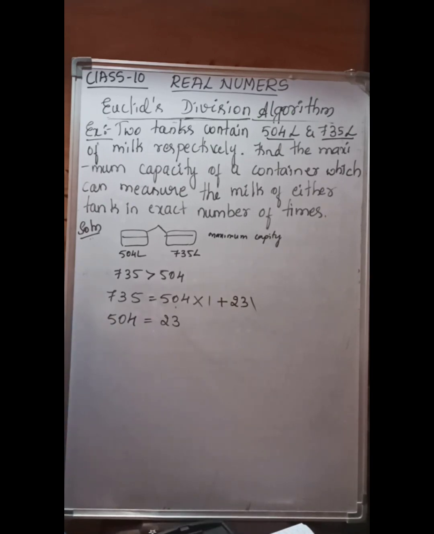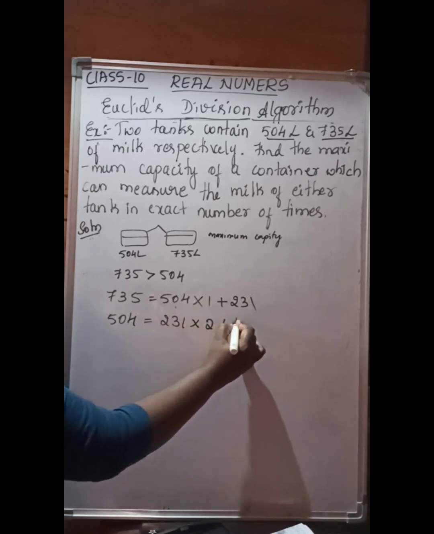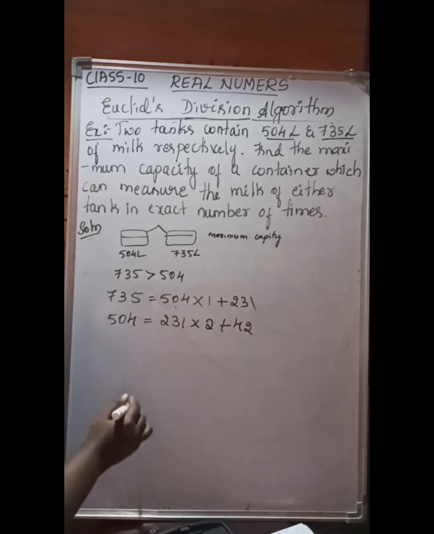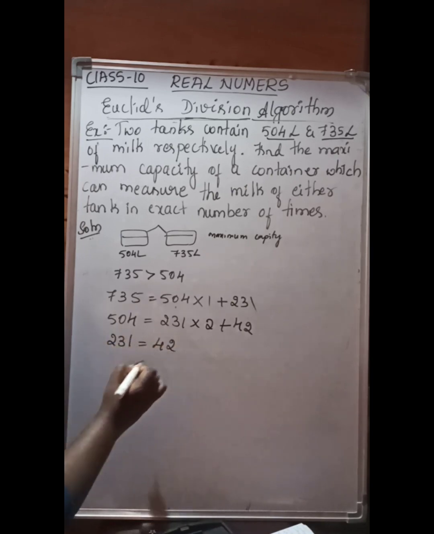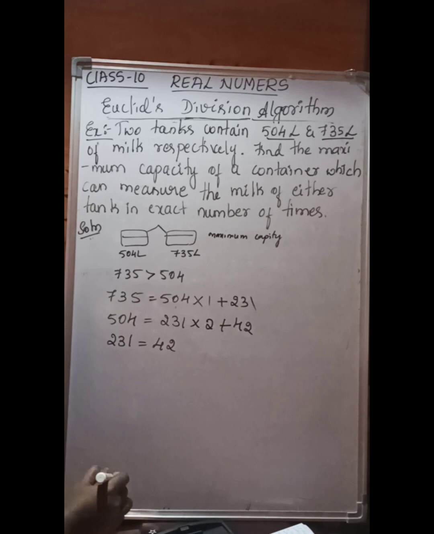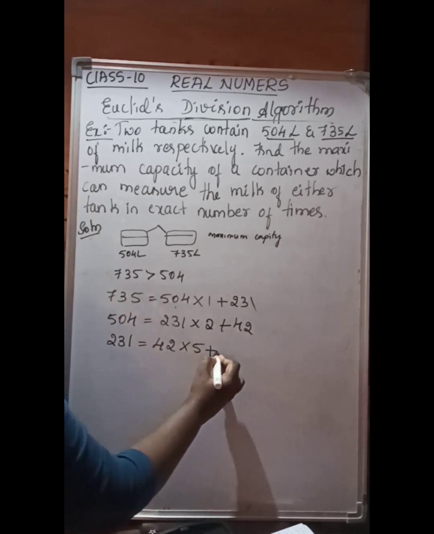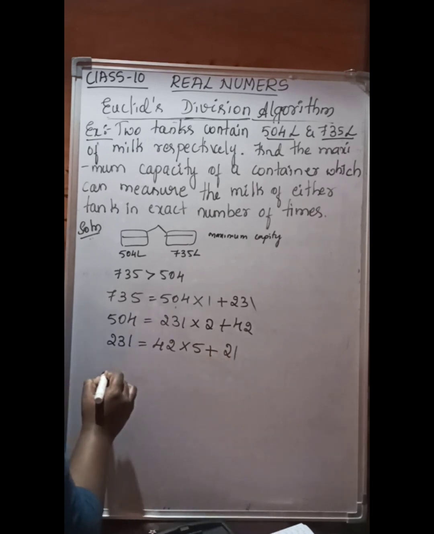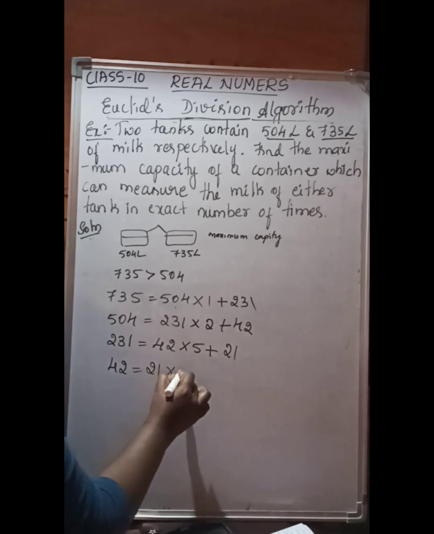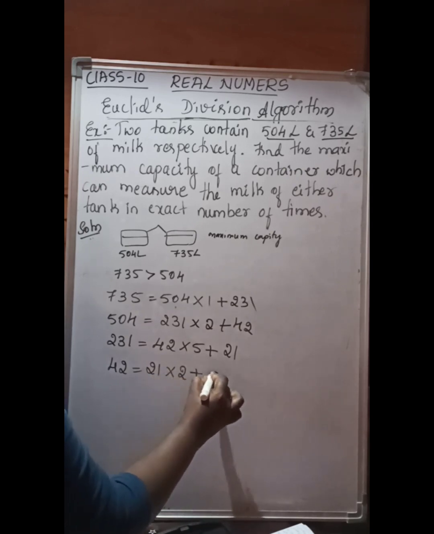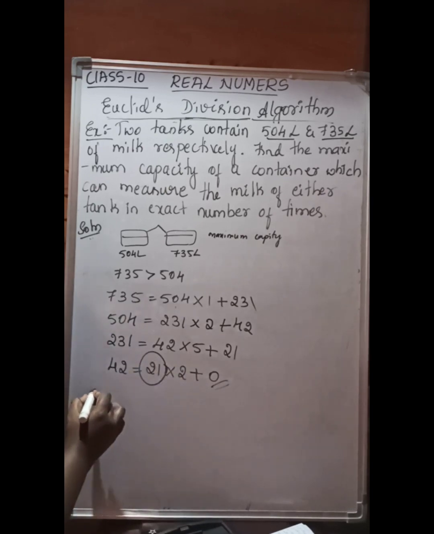So 231 into 2 you can multiply, so the remainder will be 42. Now consider 231 as A and 42 as B. 42 into 5 you can get, and the remainder is 21. Now consider 42 as A and 21 as B. 21 twos are 42, directly the remainder you will get is 0. So 21 is the HCF of those two numbers.